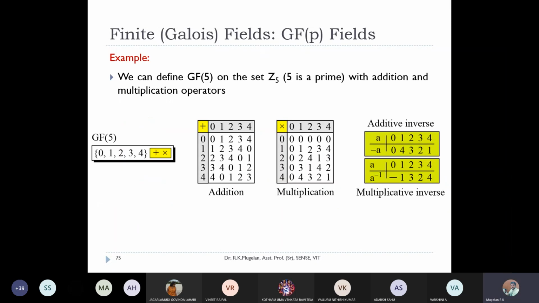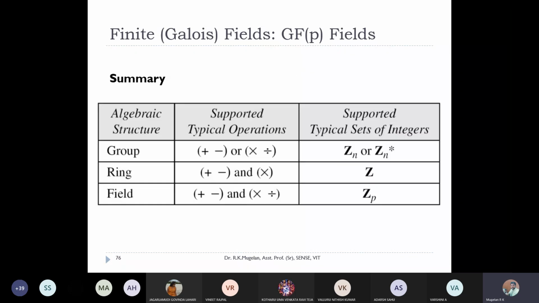So if you go for Galois field of 5, the general expression is Galois field of p power n. In this case, your n is 1 and your p is 5. So you have the 5 elements 0, 1, 2, 3, 4, right? And this is the addition table, multiplication table, and the respective additive and multiplicative inverses, right? So why are we discussing these things?